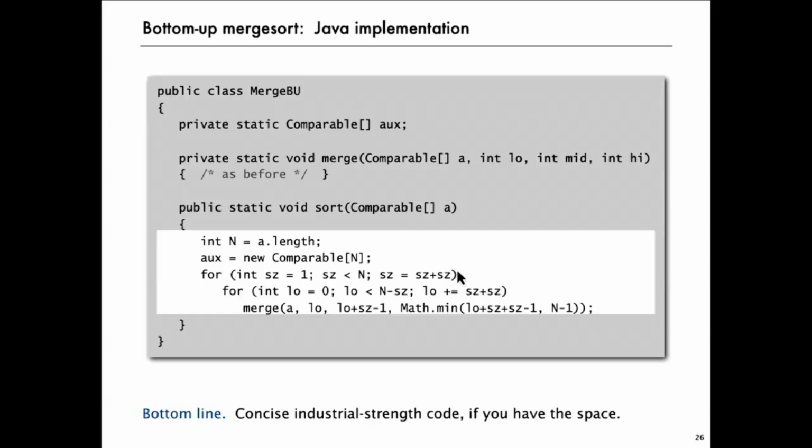And this loop gets executed only log n times because each time we double the size of the subarray until we get to n. And then we pass through picking out from low to low plus size minus 1. And then the next part is low plus size minus 1. Until we run to the end of the array, we might not have a full subarray of size SZ. That is a fully complete industrial strength code for sorting.